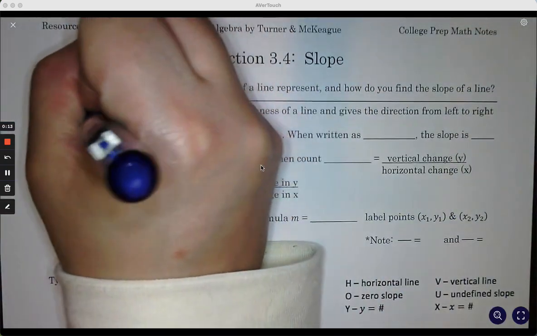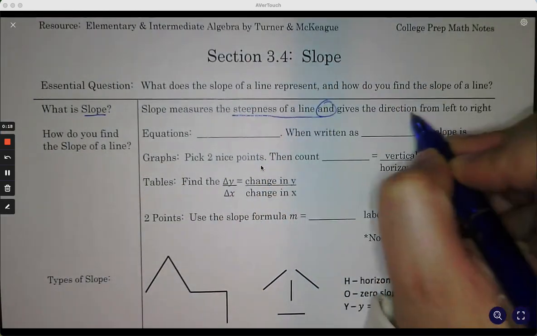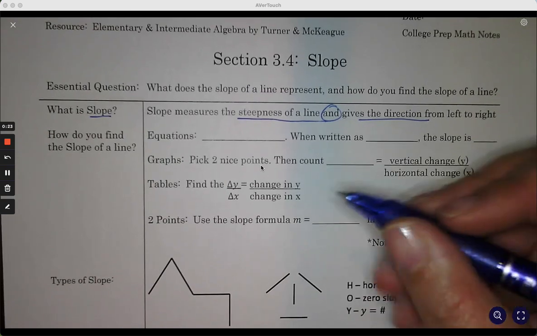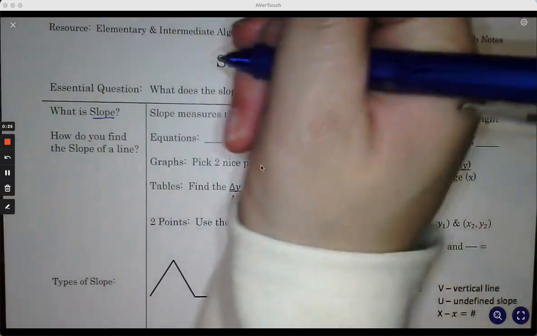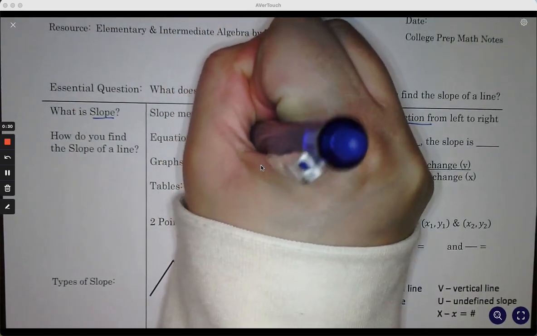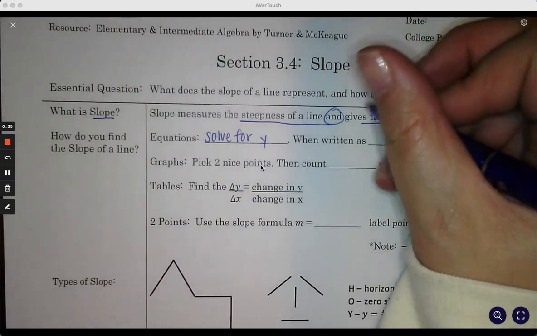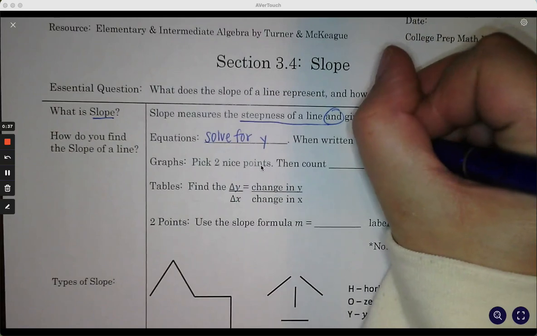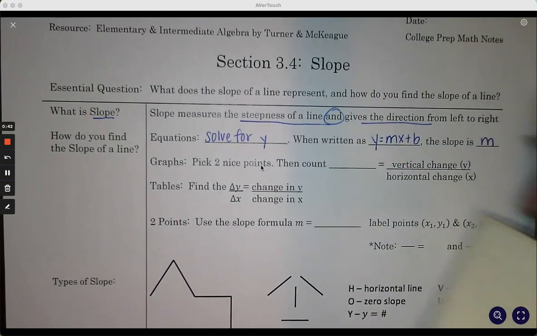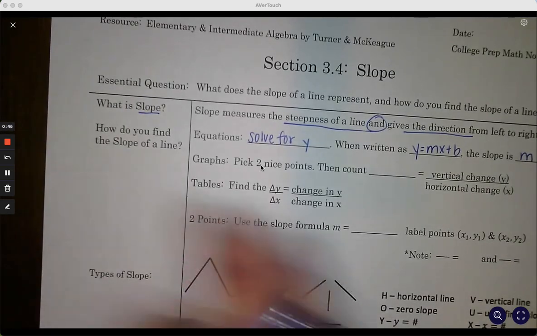So just a reminder, slope measures the steepness of a line and tells me the direction from left to right. So how do you find the slope of a line? If we have an equation, solve for y. When your equation is written as y equals mx plus b, the slope is whatever m is, and m is that number directly in front of the x.